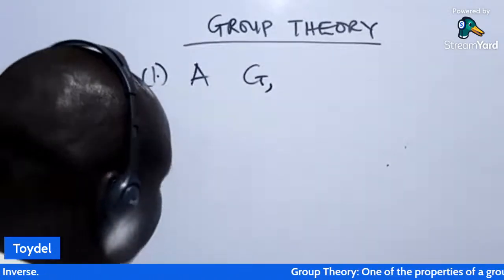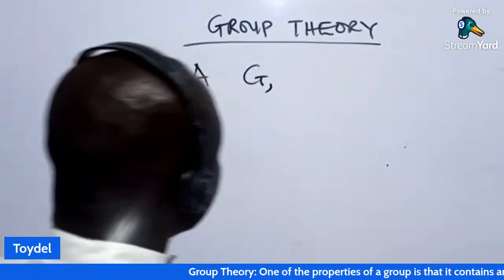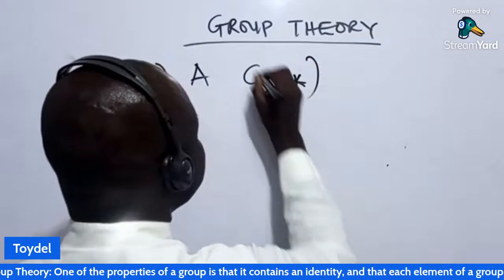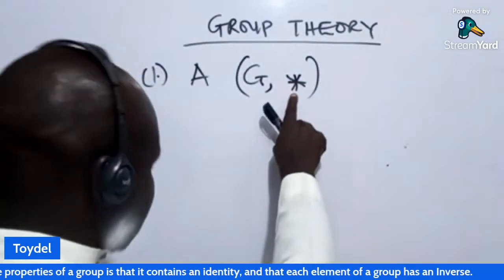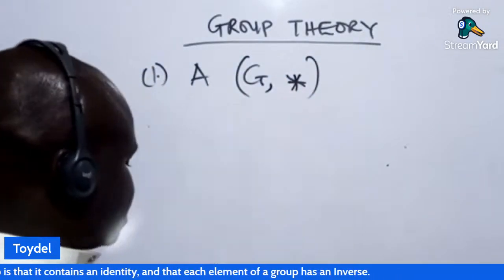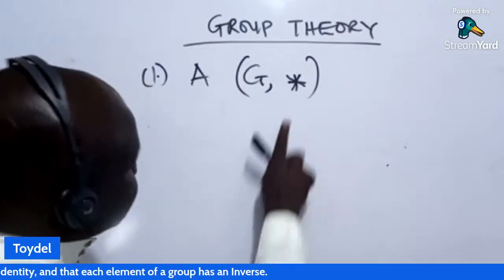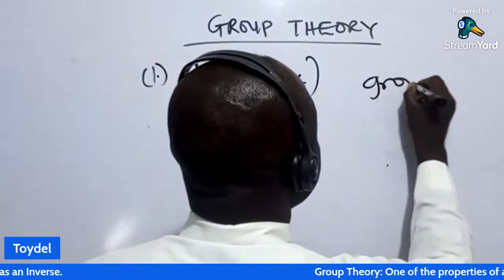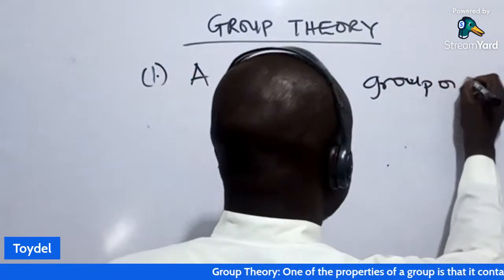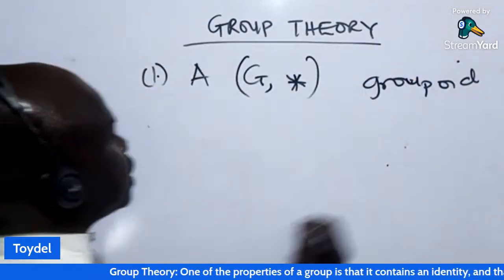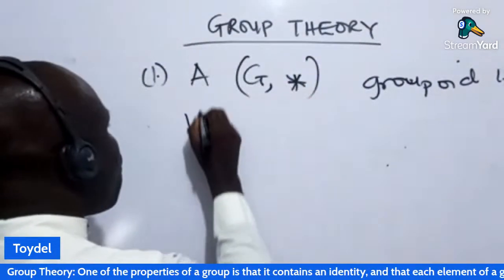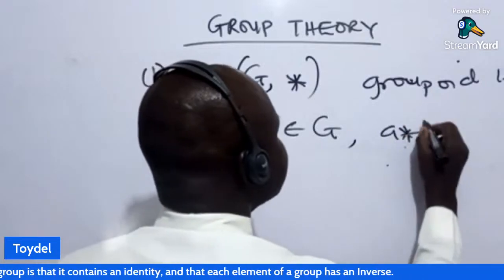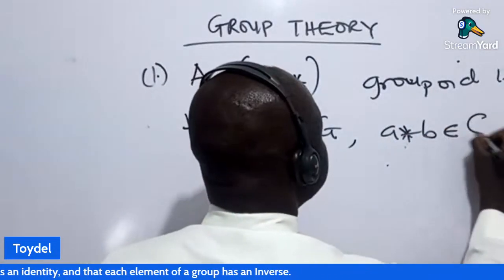So if you have a non-empty set G which is closed under a binary operation asterisk, then this set is called a groupoid. It is called a groupoid if for all a, b that belong to that set, we have a asterisk b that also belongs to that set G.